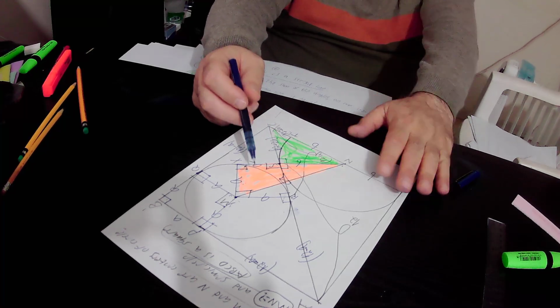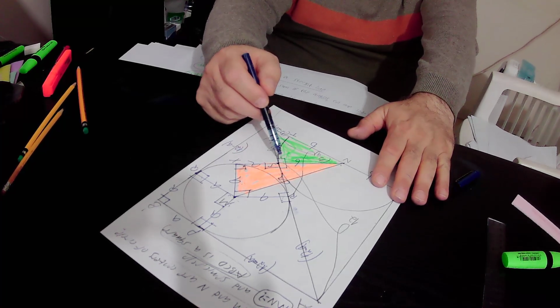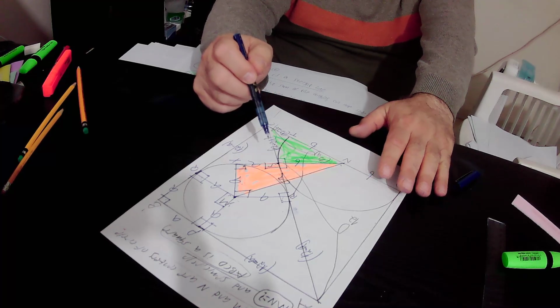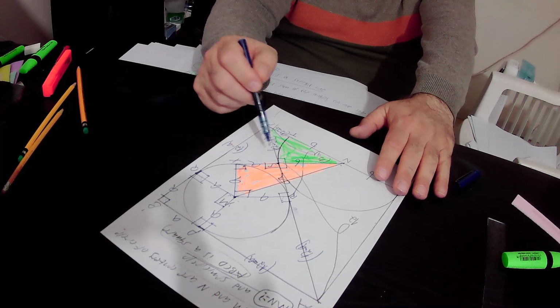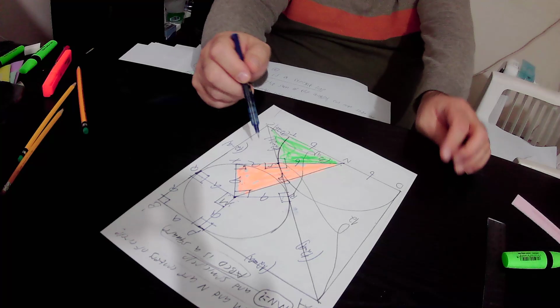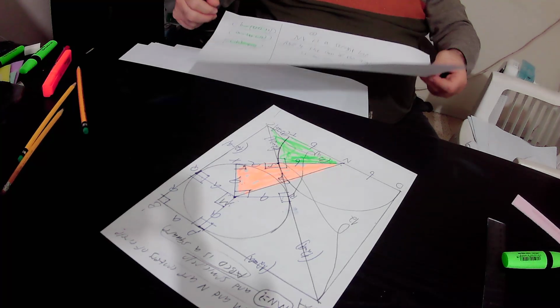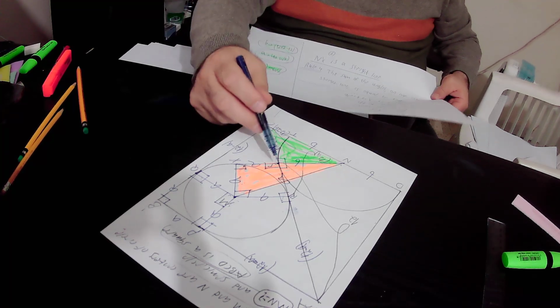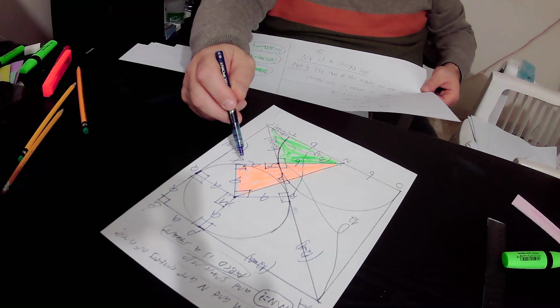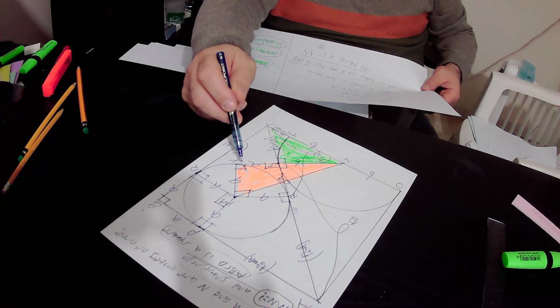So here we have 1, 2, 3 right angles. In quadrilateral RMSX, we have 3 right angles, and the sum of 3 right angles is 270 degrees. 270 degrees plus the size of the fourth angle, that is actually angle MXS.